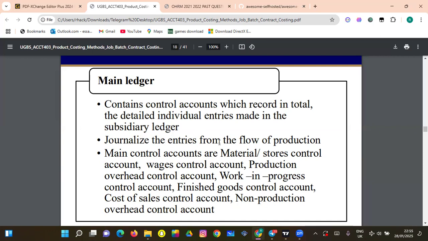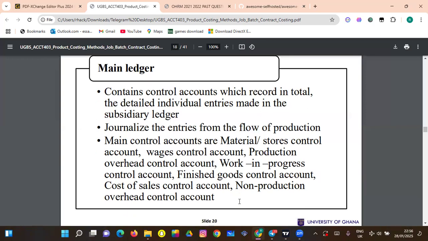Generalizing the entries from the flow of production, the main control accounts are: material stores control account, wages control account, production overhead control account, work in progress control account, finished goods control account, cost of sales control account, and also non-production overhead control account.